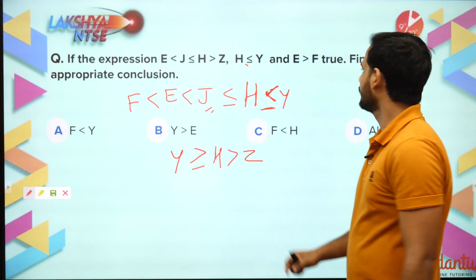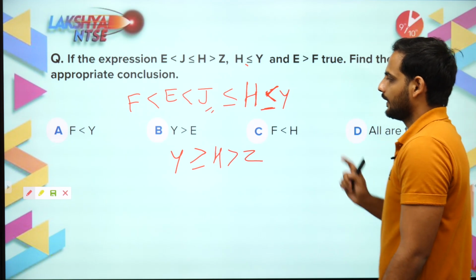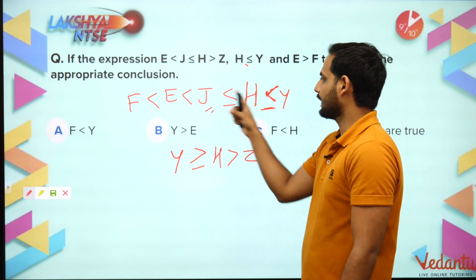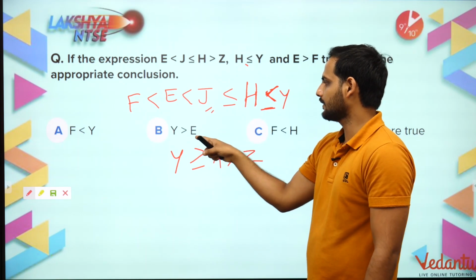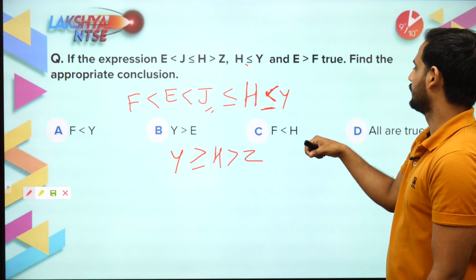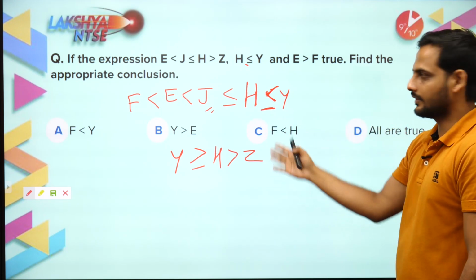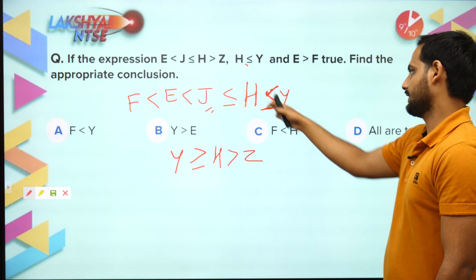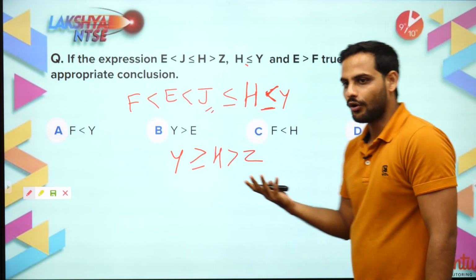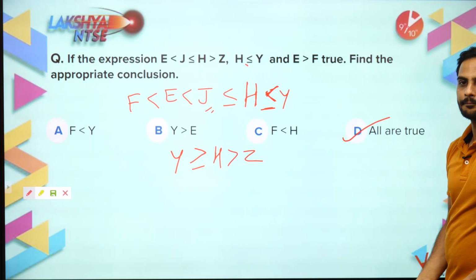Now what are they asking? Find the appropriate conclusion. F is less than Y. Can I say F is less than Y? Yes. Y is greater than E. Can I say that? Yes, I can say that. See, Y is greater than E. F is less than H. Yes, F is less than H. So all are true.